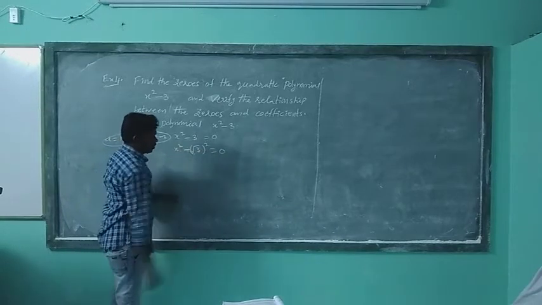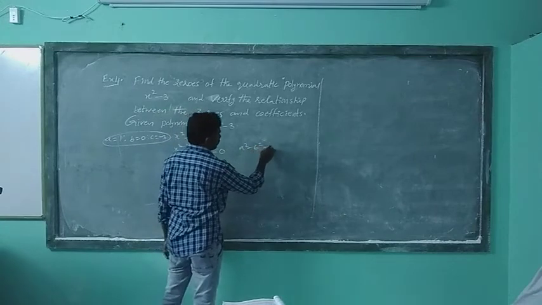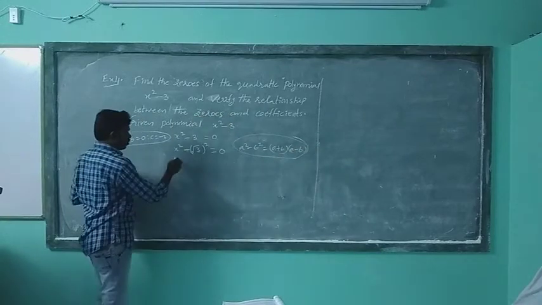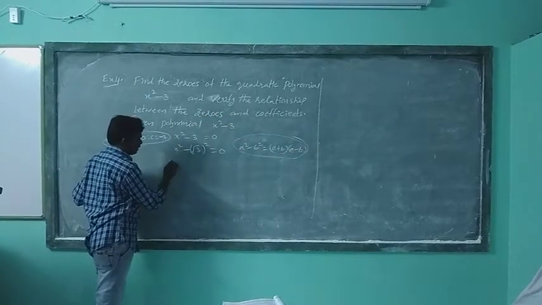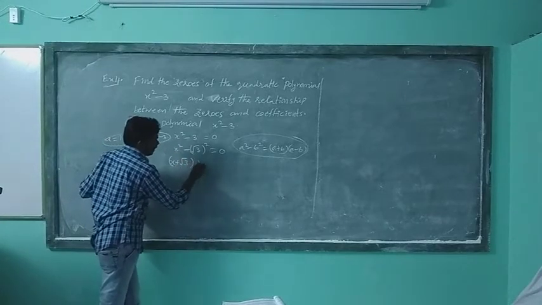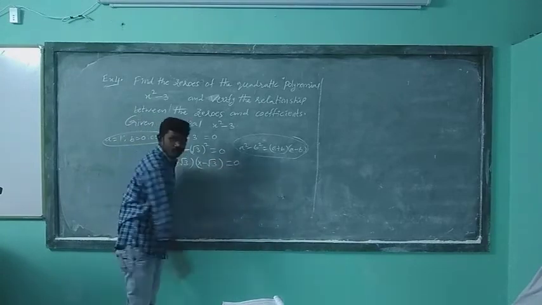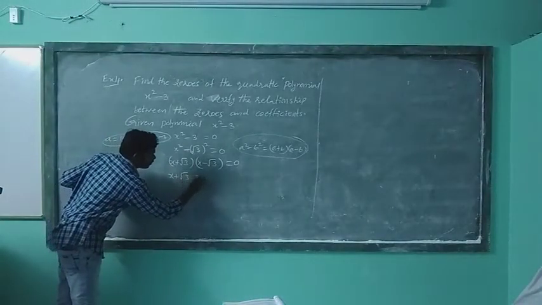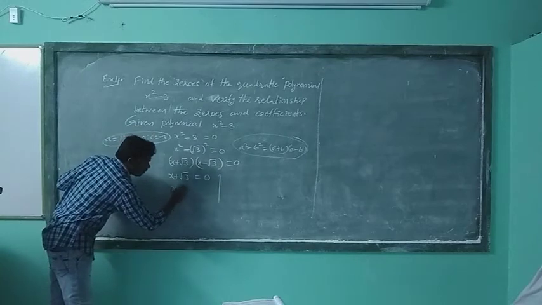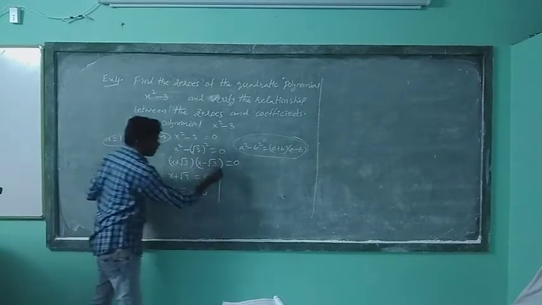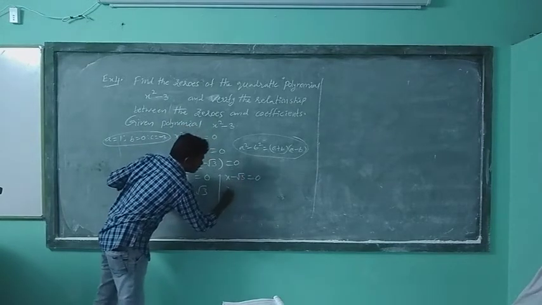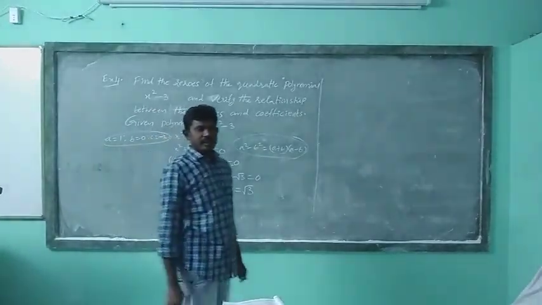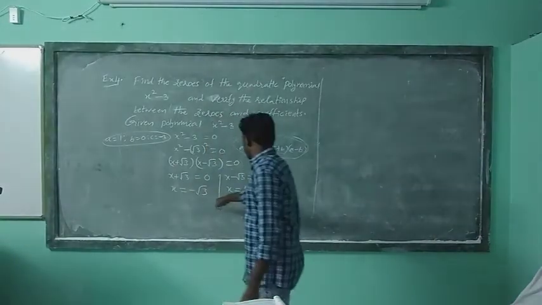Now this is the formula a square minus b square equals a plus b into a minus b. So x plus root 3 into x minus root 3 equal 0. Now x plus root 3 equal 0, so x equals minus root 3. In the same way, x minus root 3 equal 0, so x equals plus root 3. So x equal minus root 3 and x equal plus root 3.